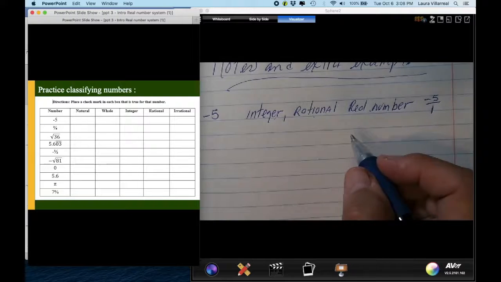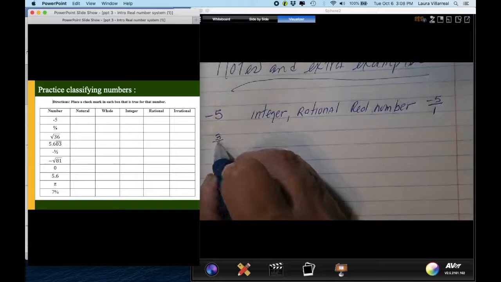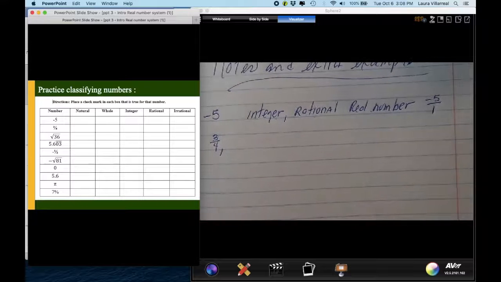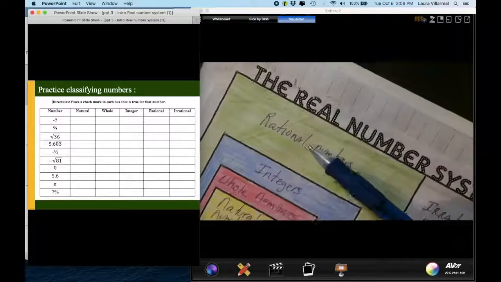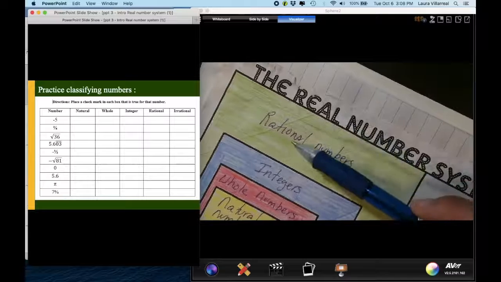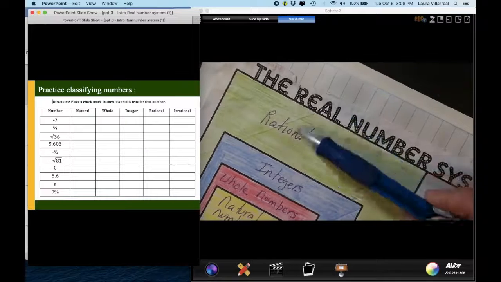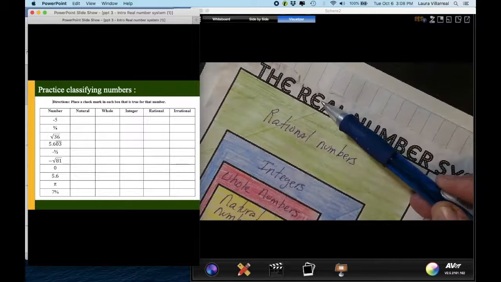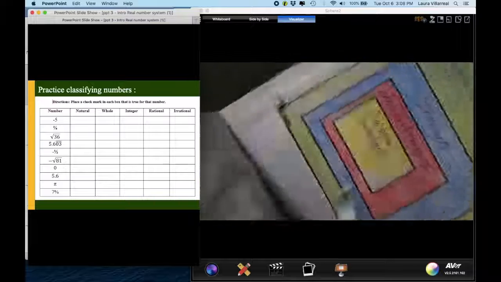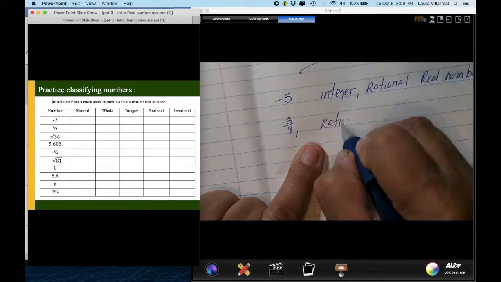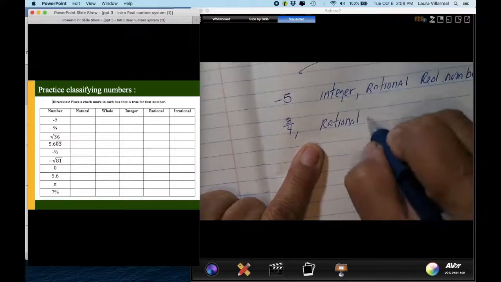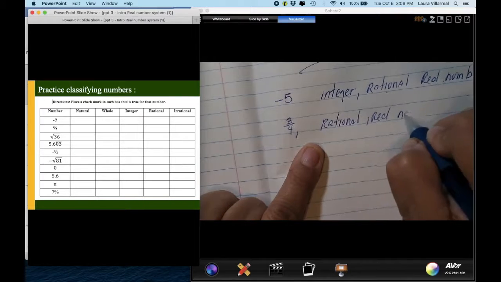Let's look at 3/4. Now 3/4 is a rational number. It is a fraction. So looking at my chart over here, it's going to fall up here under rationals. So it is a rational real number. So hopefully you kind of get the idea here. So 3/4 is a rational number. It is written as a fraction. And of course, it is a real number.